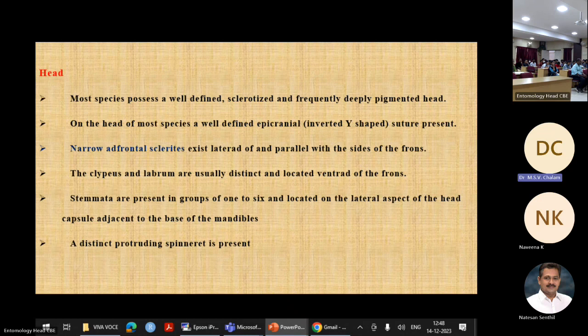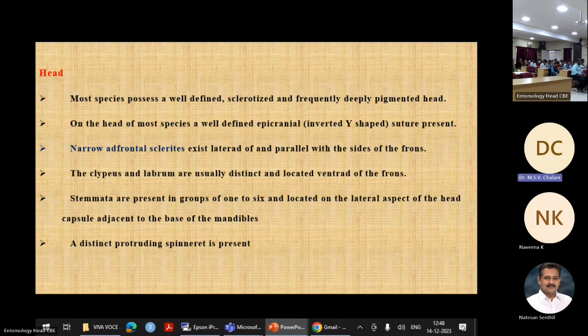Next one. So here we will look at the head. What are the characters that will be useful for chaetotaxy? Generally, the majority of caterpillars have a well-defined, sclerotized, deeply pigmented head, and on the head we observe the epicranial suture, that is an inverted Y-shaped suture. There are 2 peculiar sclerites, called the head frontal sclerites, which exist on either side of the facial sclerite, that is the frons or frontal sclerites.